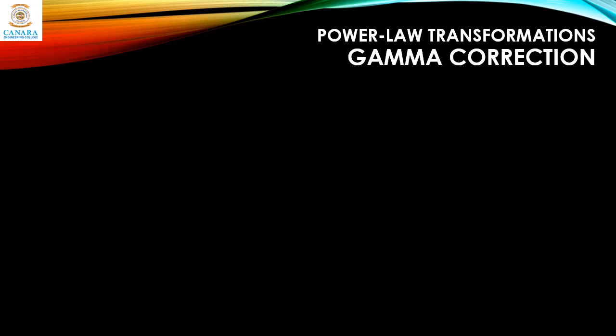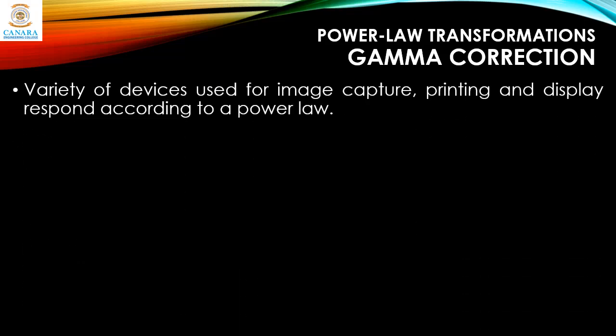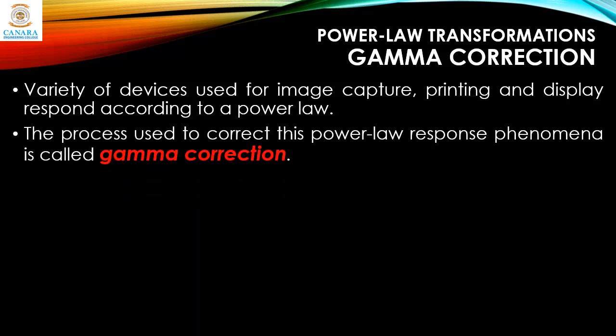Let's look into the more important aspect of gamma correction, or power law transformation. The devices we use for capturing an image, or printing or displaying, have their natural tendency of responding according to a power law. They make the images brighter or darker depending on their characteristics. We can use gamma correction to correct this power law response phenomenon.